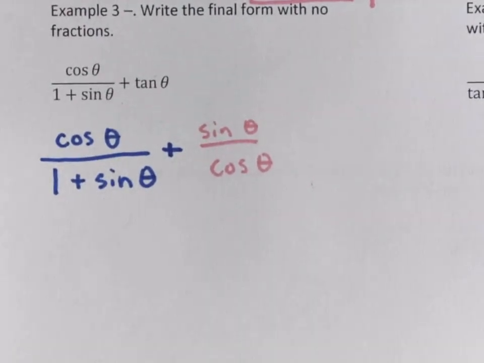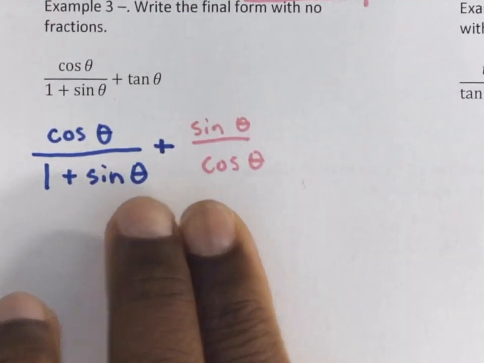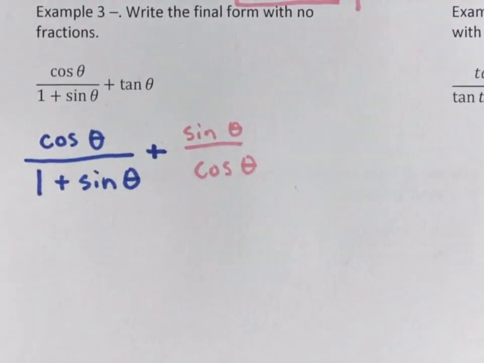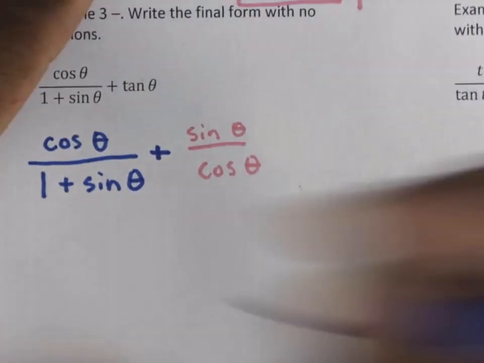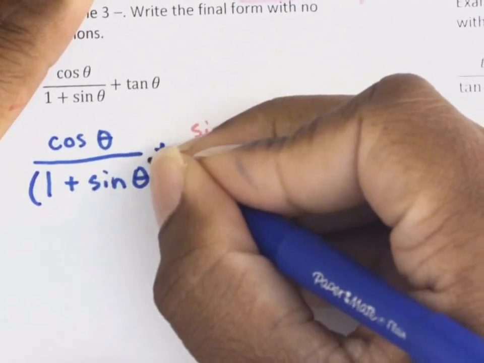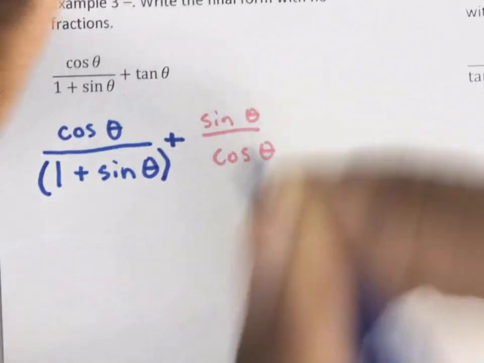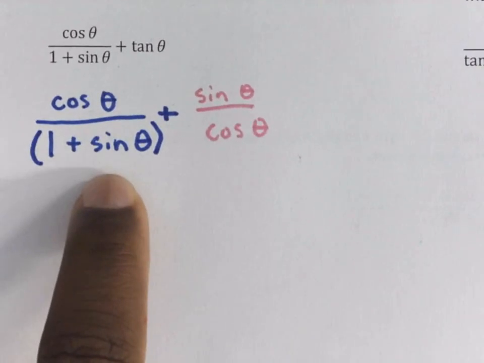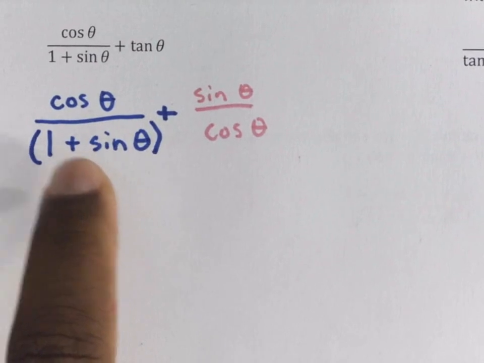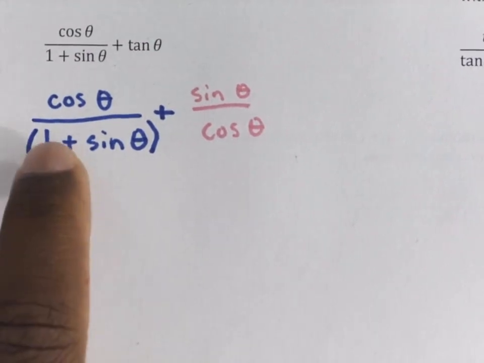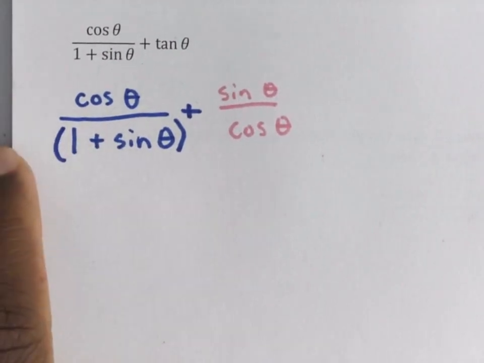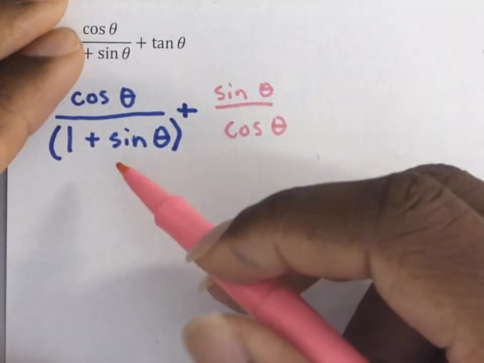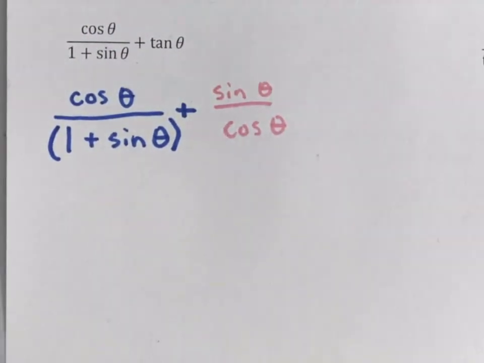Okay, so at this point, I want to put these two together. I can't just yet because I need a common denominator. The common denominator will be 1 plus sine times cosine. So I need to multiply this side by cosine, and the other side by 1 plus sine, so they get the same bottoms.